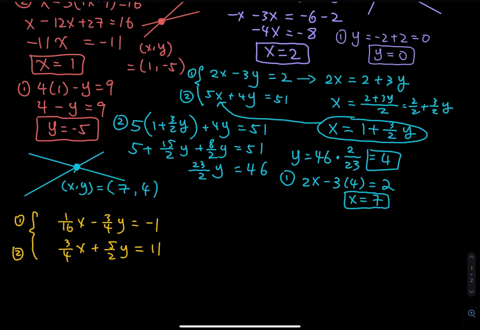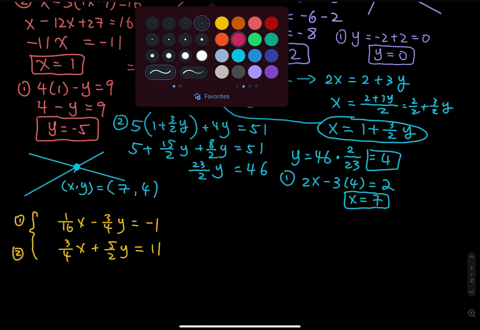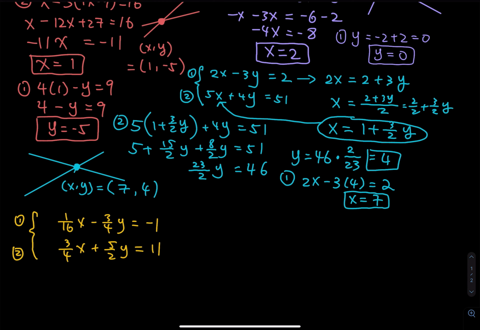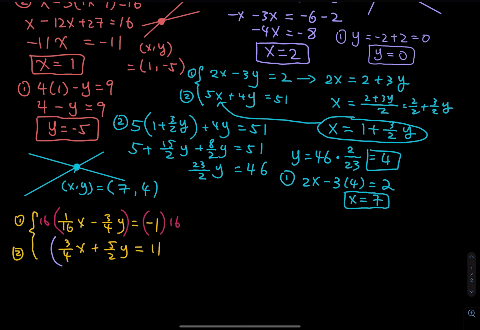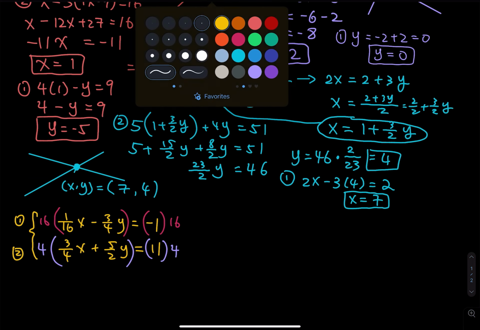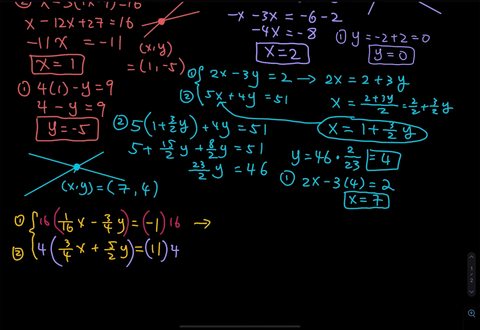Now, for the first equation, do we agree that if I multiply both sides by 16, that will get rid of the denominator? Multiply the left side by 16 and then the right side by 16. I didn't change the problem, I only changed the outlook of the equation. And then for the second equation, as long as I multiply both sides by 4, that is enough to get rid of the denominator.